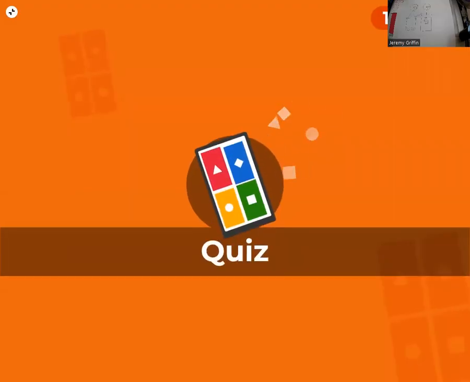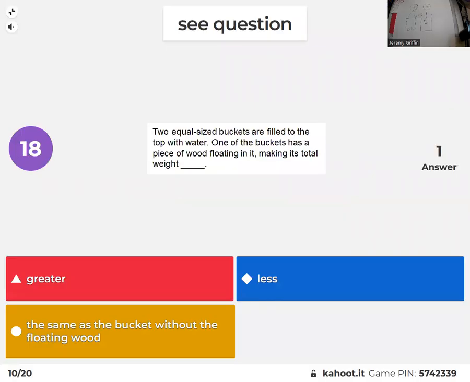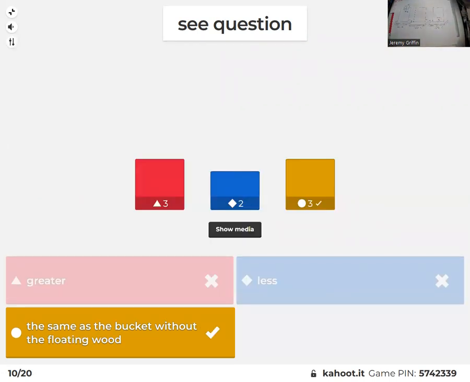Two equal-sized buckets filled to the top with water. One of the buckets has a piece of wood floating in it, making its total weight... okay, yeah, it does turn out it's the same as the bucket without the wood floating in it.